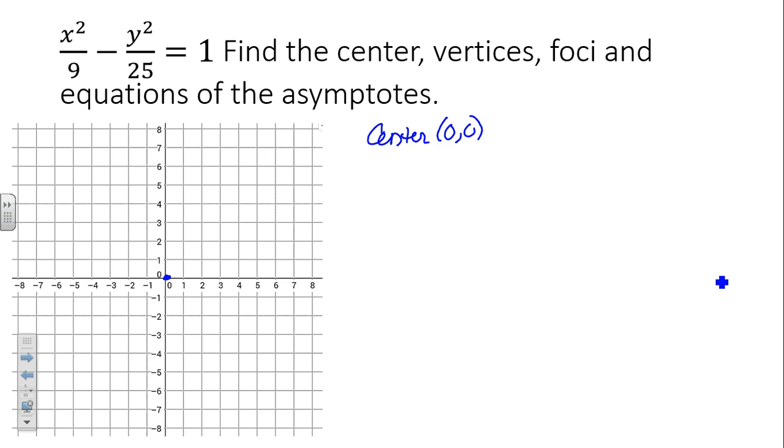x squared is positive. Okay, so a is always going to be, the a squared is always going to be underneath your positive one. So how many units are we moving from our center? It's going to be 3 to the right and 3 to the left. And those are our vertices. So our vertices are at negative 3, 0 and positive 3, 0.